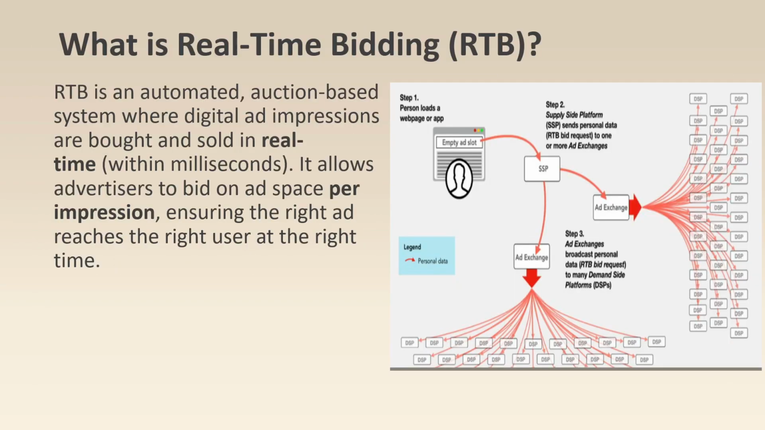So what is real-time bidding? Real-time bidding, or RTB in short, is an automated auction-based system where digital ad impressions are bought and sold in real time within milliseconds. It allows advertisers to bid on ad space for impressions, ensuring the right ad reaches the right user at the right time.